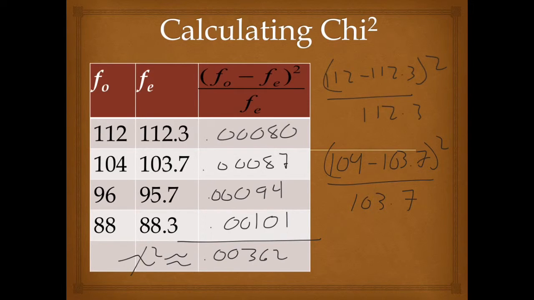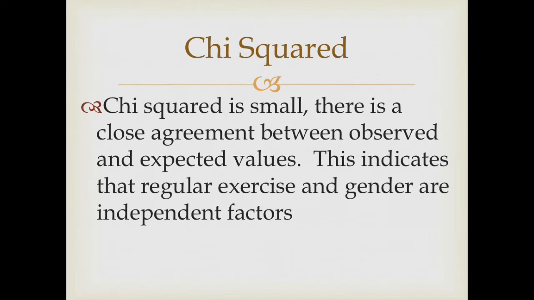And now that we have a chi-squared, we can interpret what it means. Our goal was to determine: is there a relationship between the identified gender and regularly exercising? Since our chi-squared was small, we'd say that there is a close agreement between the observed and expected values, which means that regular exercise and gender are independent factors. So that was the whole point.